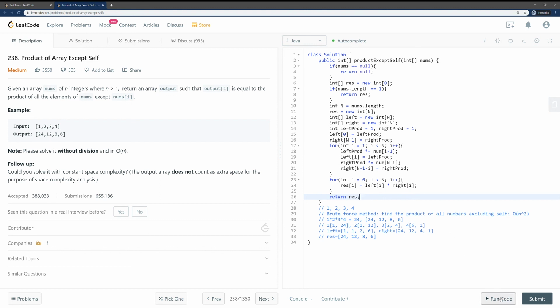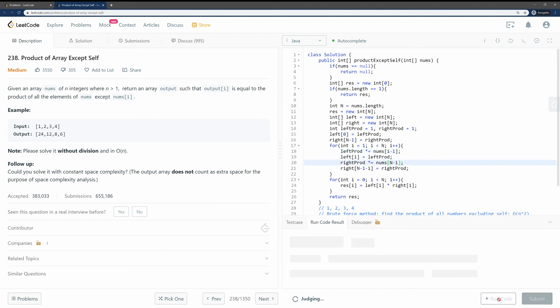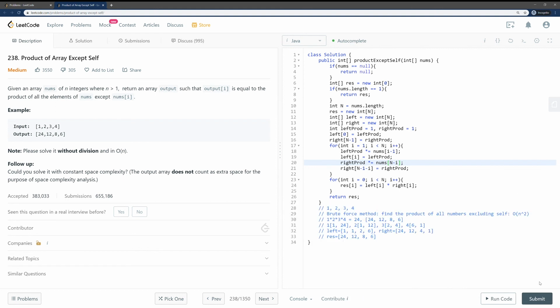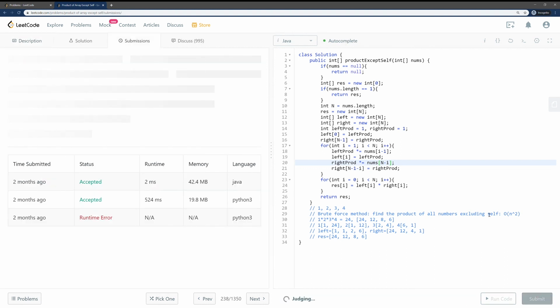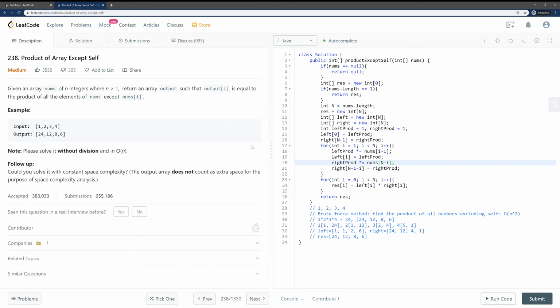So let's check, is there any compilation error? We have some. So these would be nums, and also these would be nums. Yeah, I think our test case passed. Let's submit the answer. So it got accepted. So that's how we solve this problem.